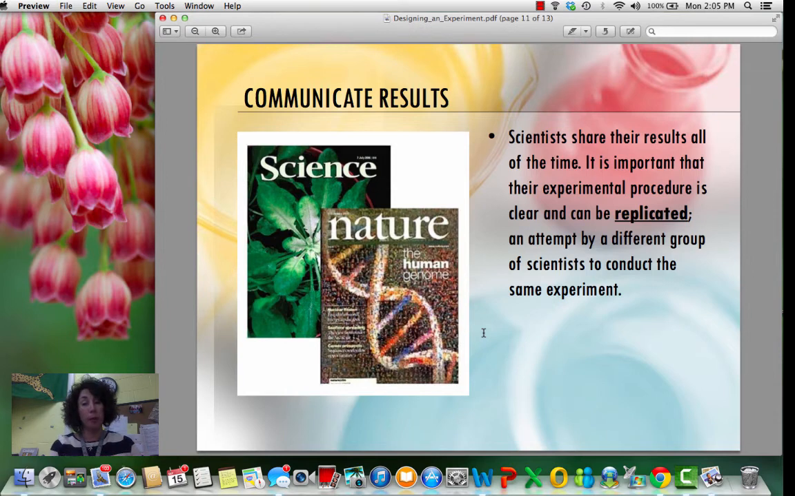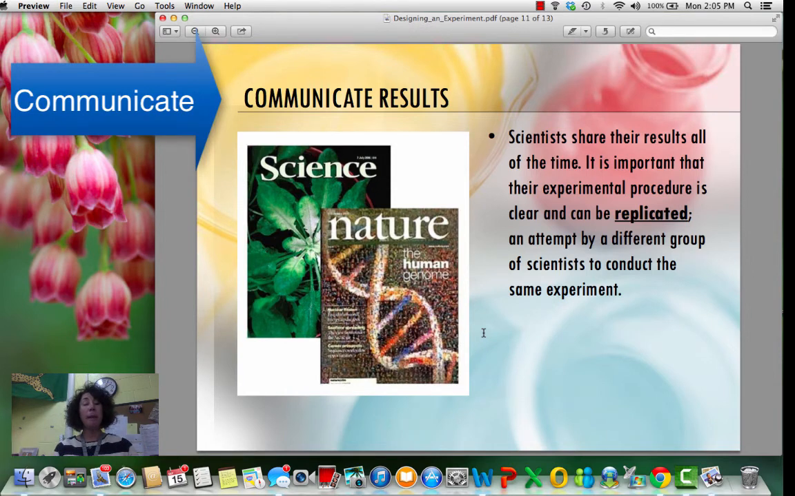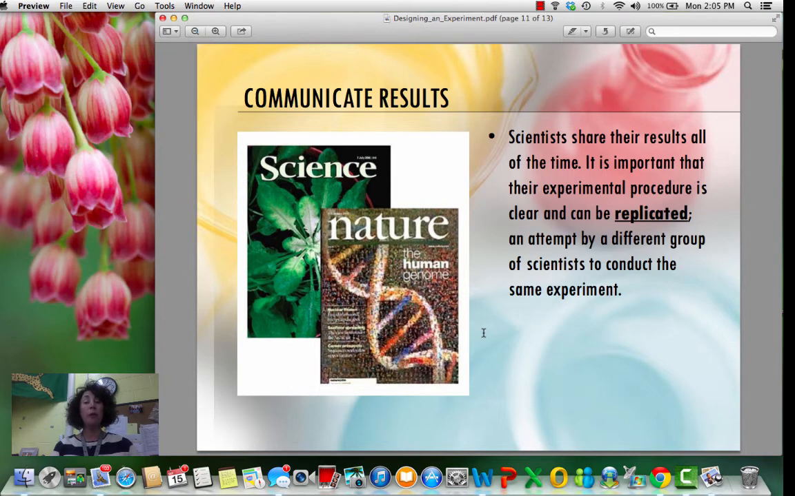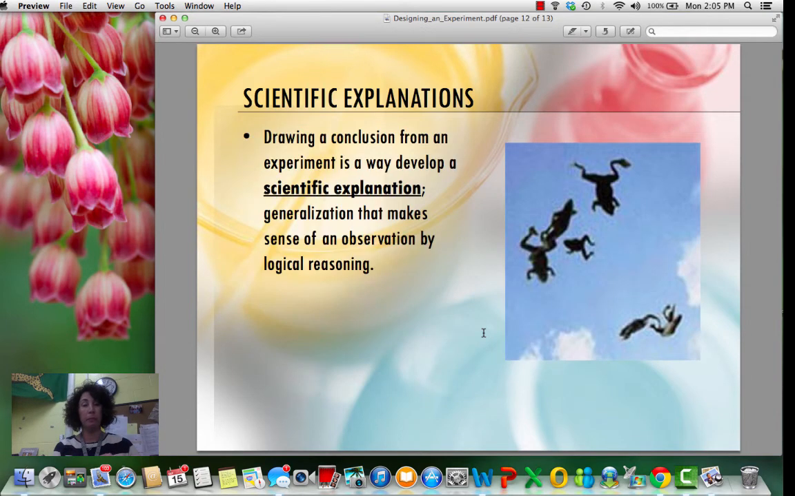We get to communicate those results. You get to stand up in front of your classmates or in front of other people and talk about your experiment. Be clear about it. Talk about how it can be replicated. Maybe another scientist is going to want to do that experiment. And drawing a conclusion from an experiment is a way to develop a scientific explanation. Generalizations that make sense of an observation by logical reasoning. So it's got to be logical, not like frogs flying through the air.